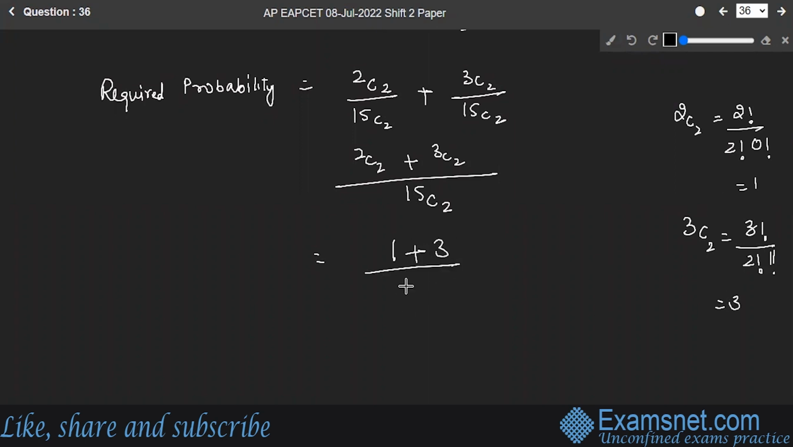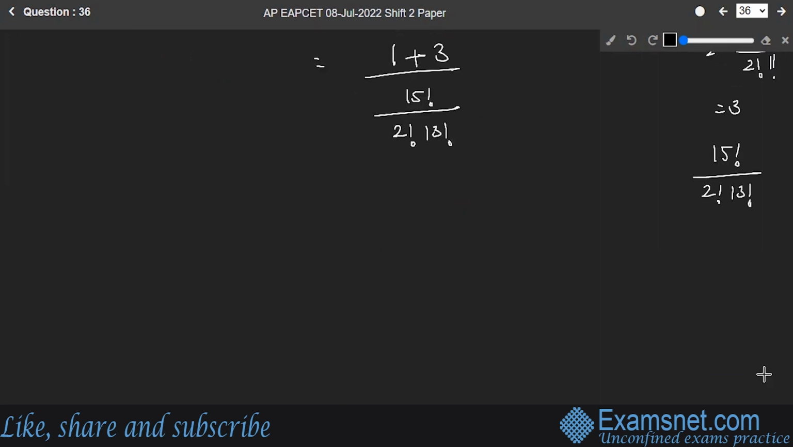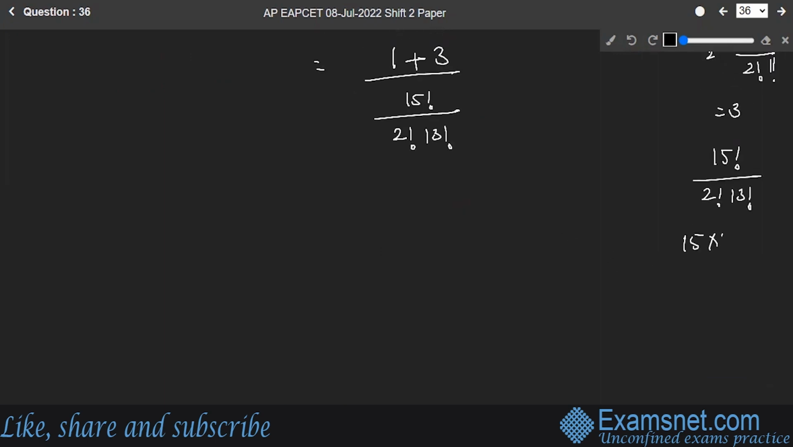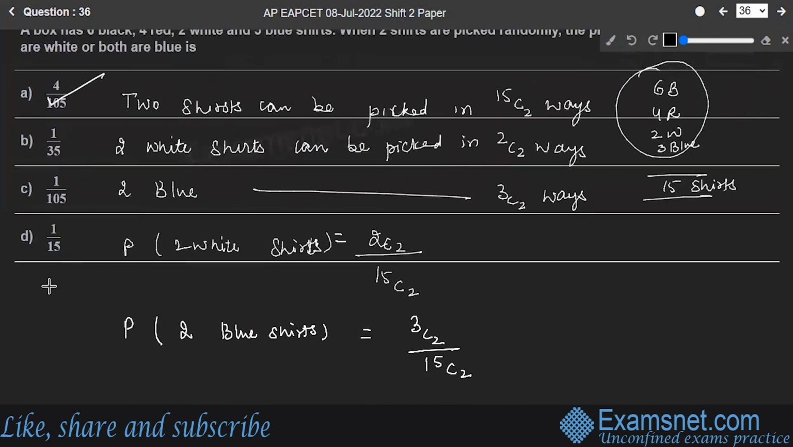1 plus 3 upon 15 factorial upon 2 factorial into 13 factorial, which will be 4 upon, okay, let's solve it. 15 factorial upon 2 into 13 factorial is given by 15 into 14 upon 2, or 15 sevens are, which is equal to 105. So this is given by 4 upon 105. So we got our answer. Here we have option A as the answer to our problem. Right? Clear? Next is question number 37.